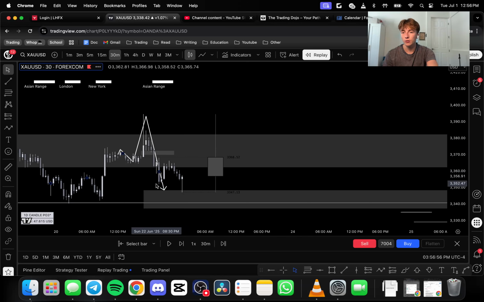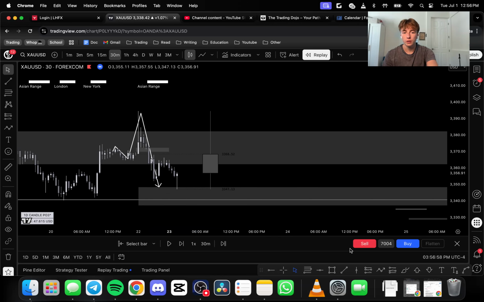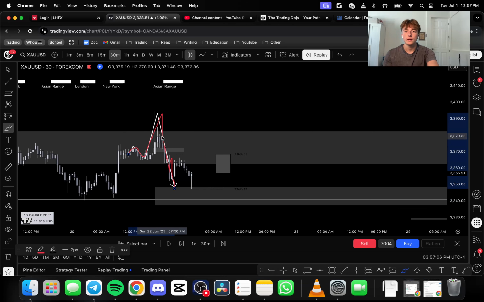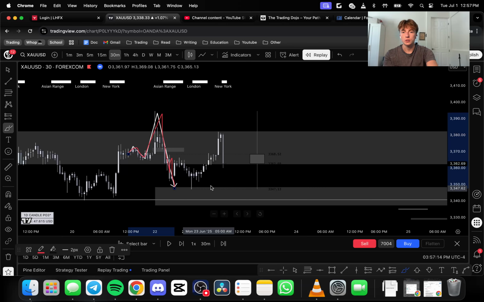So that's the little breaker block range that we're looking for. Once again, we created a high, higher high, lower low. Okay, so that's what we see during Asia session. London session was a little bit of a reversal. And then New York session, look at this.